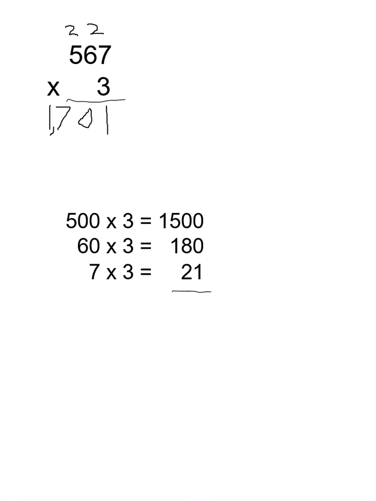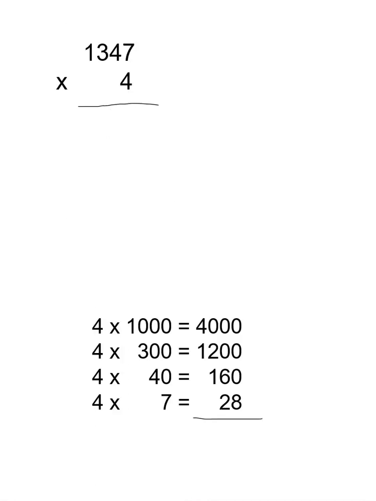Now, let's look at partial product. 500 times 3 is 1,500. 60 times 3 is 180. I have the 60 here, multiply it by the 3, 180. 7 times 3 is 21. If I add that up, I get a 1. I get a 10. Come over here, 5, 6, 7, carry down the 1, 1,701. All right, not hard at all, is it?